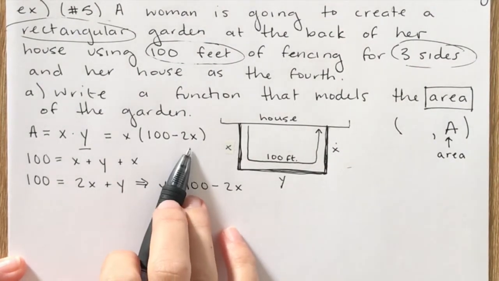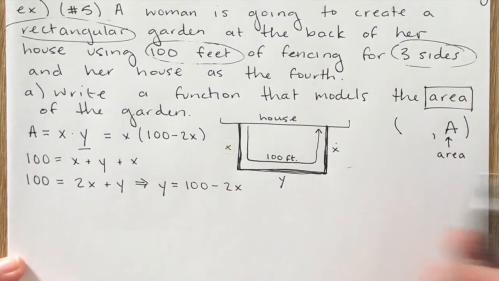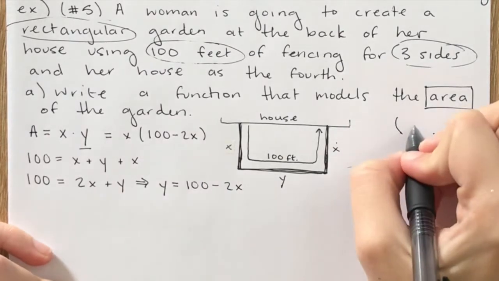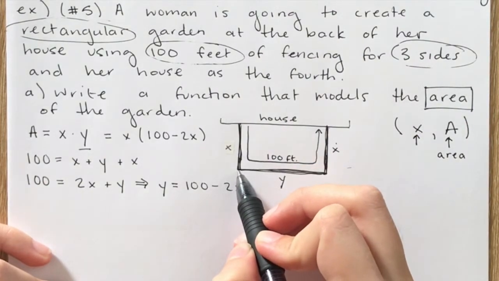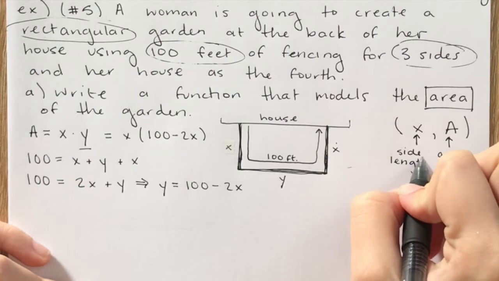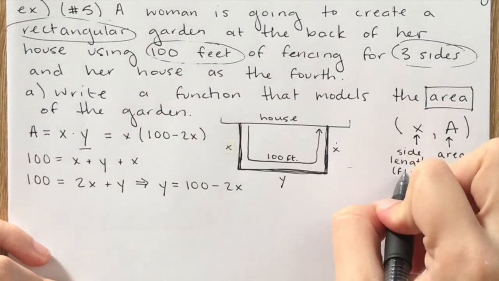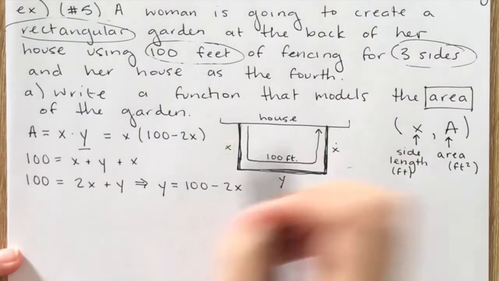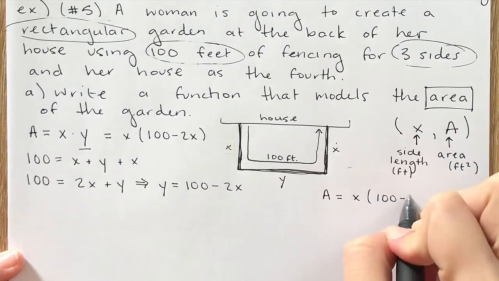Now this is a function that models the area of the garden. Let's go ahead and come back to our independent and dependent variable thing here. Now we do have one variable on this side, and this is our independent variable, x. What does x represent? Well, x is the side length of the garden. And what are the units here? So the side length, we're talking in terms of feet, so we have units of feet, which means that our area is going to have units of square feet. The answer to this part A, the function that models the area, is A equals x times 100 minus 2x.